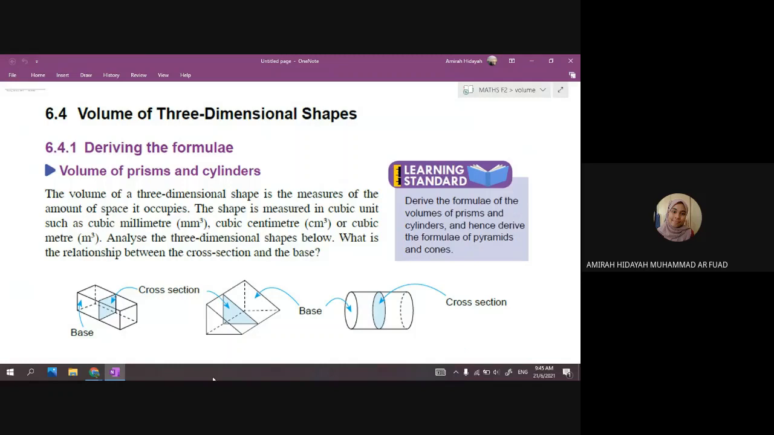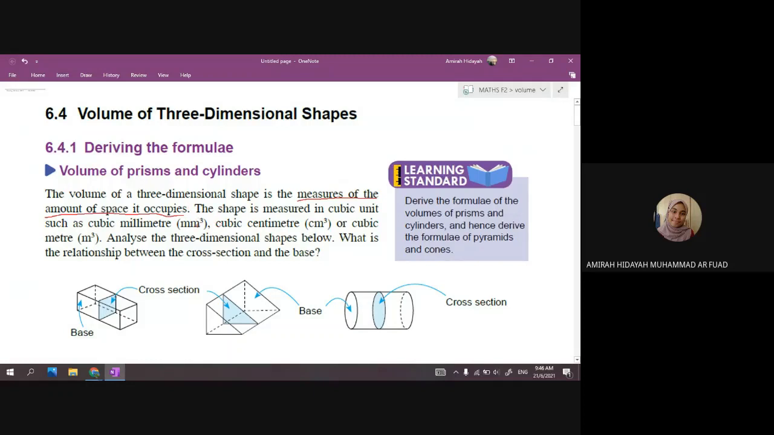Okay, so the volume of a three-dimensional shape is the measure of the amount of space it occupies. So volume ni adalah ukuran jumlah space yang ada dalam objek tu. Okay, dalam 3D shape tu lah.